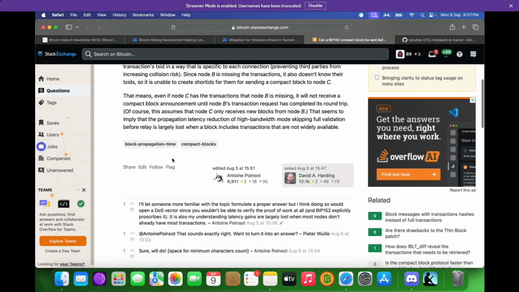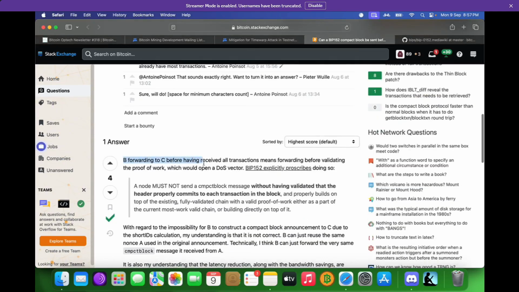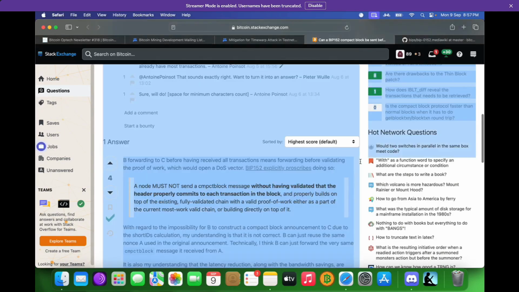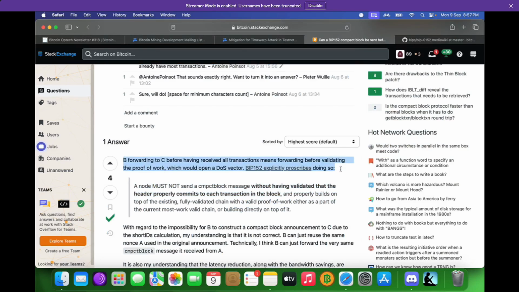So the gist of the answer is that B forwarding to C before having received all transactions means forwarding before validating the proof of work, which would open a DoS vector. BIP 152 explicitly prescribes this. A node must not send a compact block message without having validated that the header properly commits to each transaction in the block and properly builds on top of the existing fully validated chain with a valid proof of work, either as a part of the current most-work valid chain or building directly on top of it.